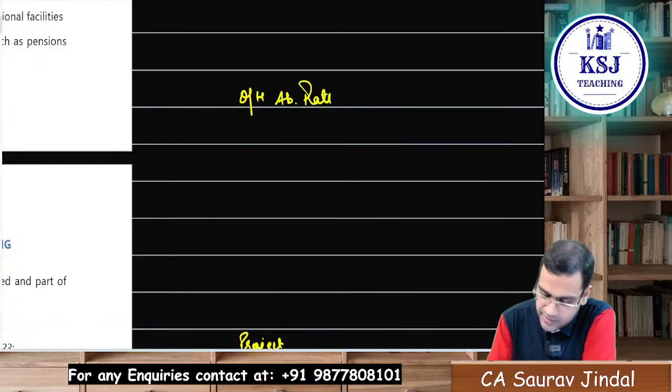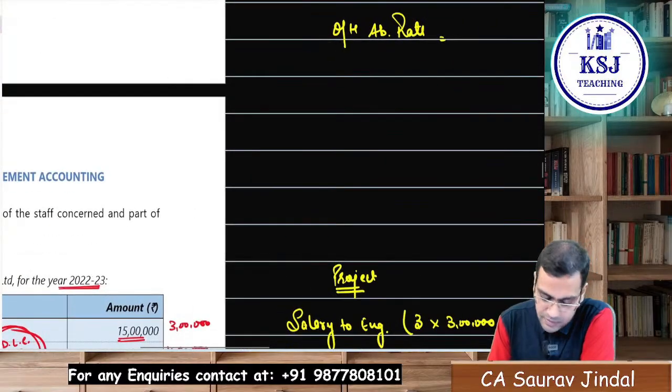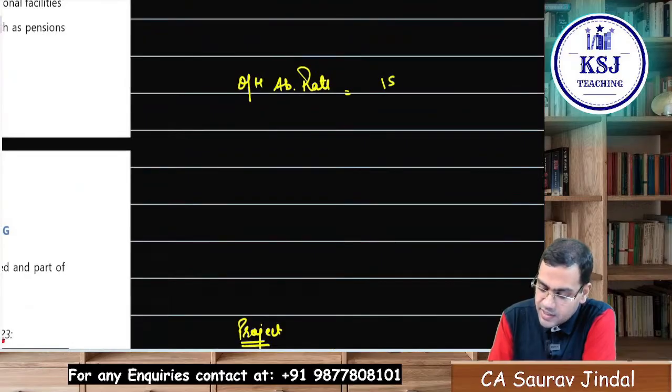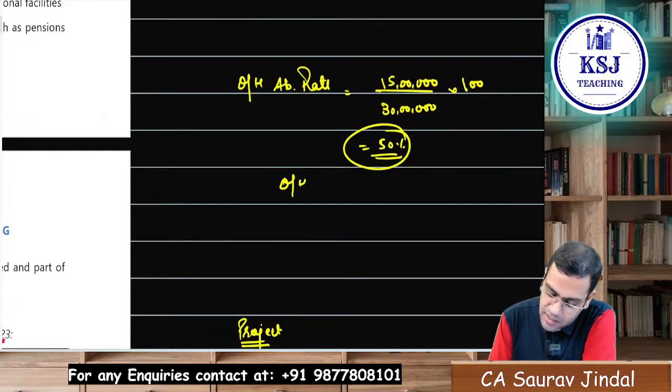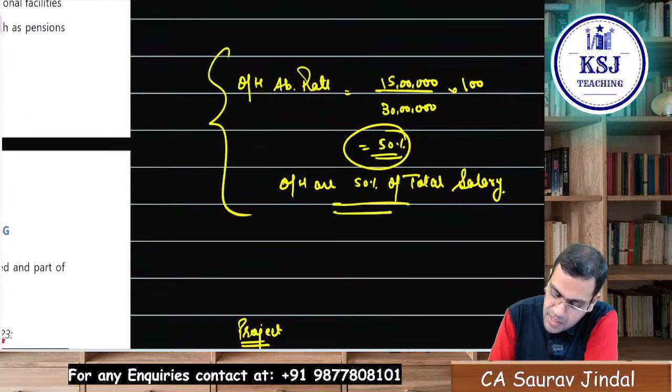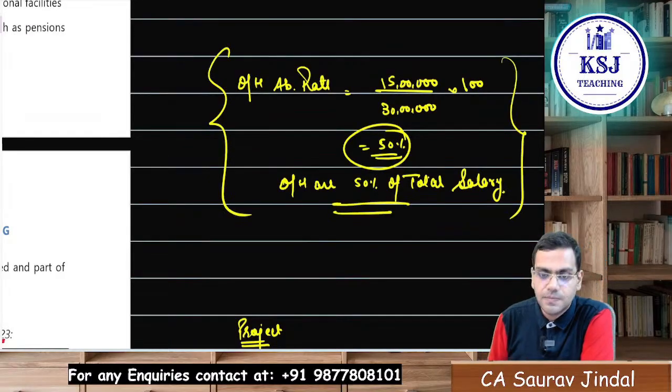The other expenses will also be there. As of now I'm talking about the overheads. That is 15 lakh divided by salary of 30 lakhs multiplied by 100. That is 50%, right? Correct, sir? That means overheads are 50% of the salary. 50% of total salary. This is the main important point of this question, right?